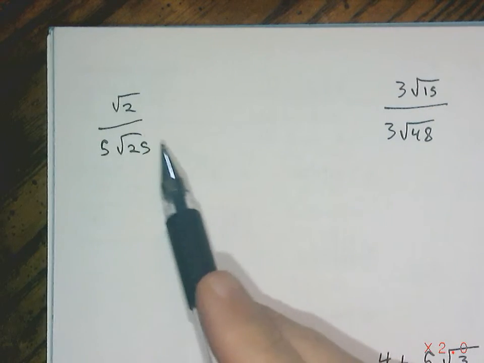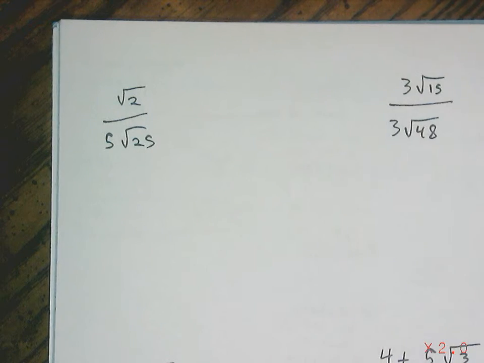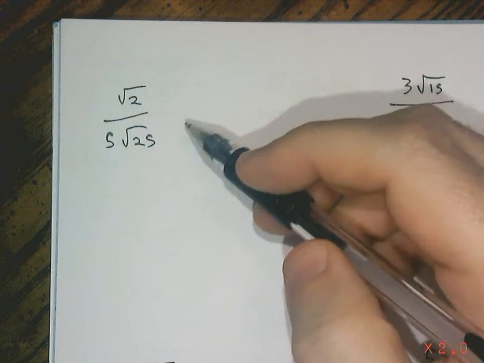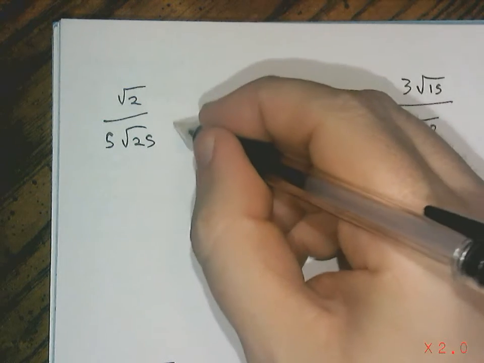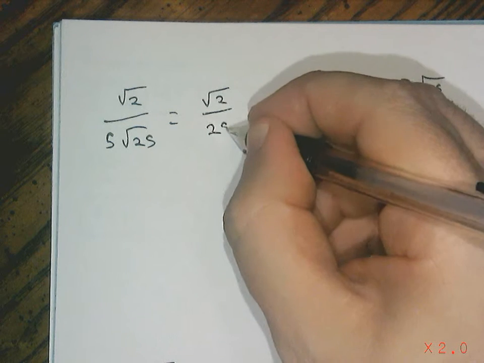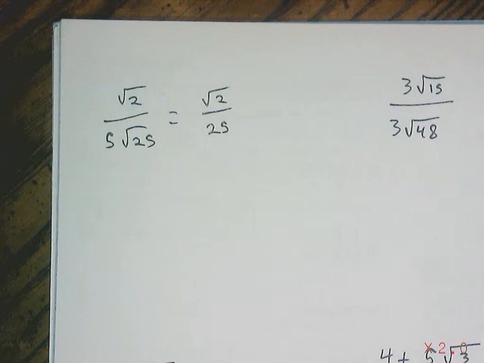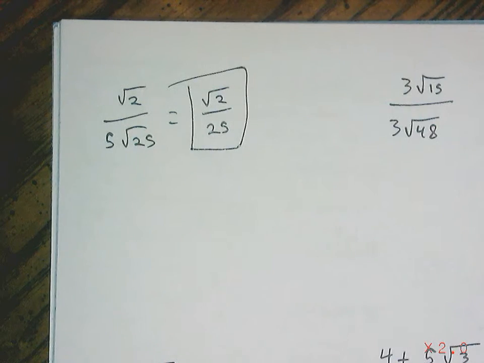So for example, on this one, I've got square root of 2 over 5 times the square root of 25. Square root of 25 can simplify, right? That would become 5. This is just going to become the square root of 2 over 25, because 5 times 5 is 25. And that's as simple as you can get it, so that's your answer.